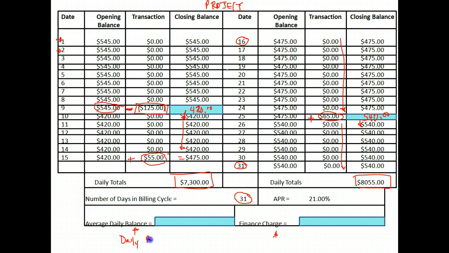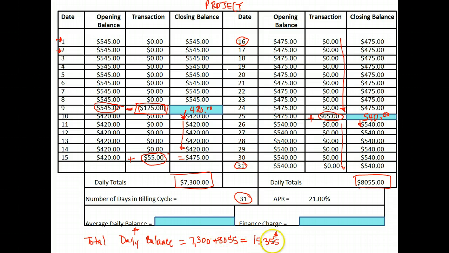Okay, so we are going to find the total of our daily balances. And like I said, they made this pretty easy on us. All we have to do is add the 7,300 from the left side to the 8,055 from the right side. And that gives us a total of $15,355. This is our total.